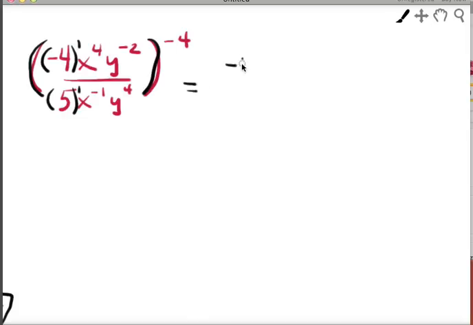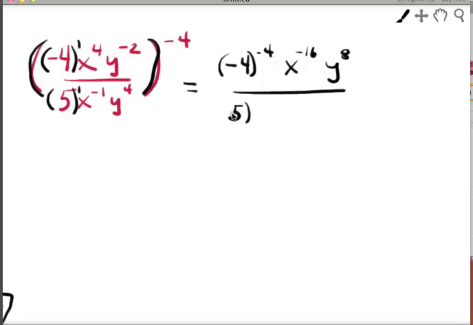And I'm going to get on the top a negative 4 to the 1 times negative 4, which is negative 4 power. I'm going to have x to the negative 16, and I'm going to have y to the positive 8. On the bottom, I'm going to have 5 to the negative 4th power, and I'm going to have x to the, that's a positive 4, a negative times a negative is a positive, and I'm going to have y to the negative 16th.